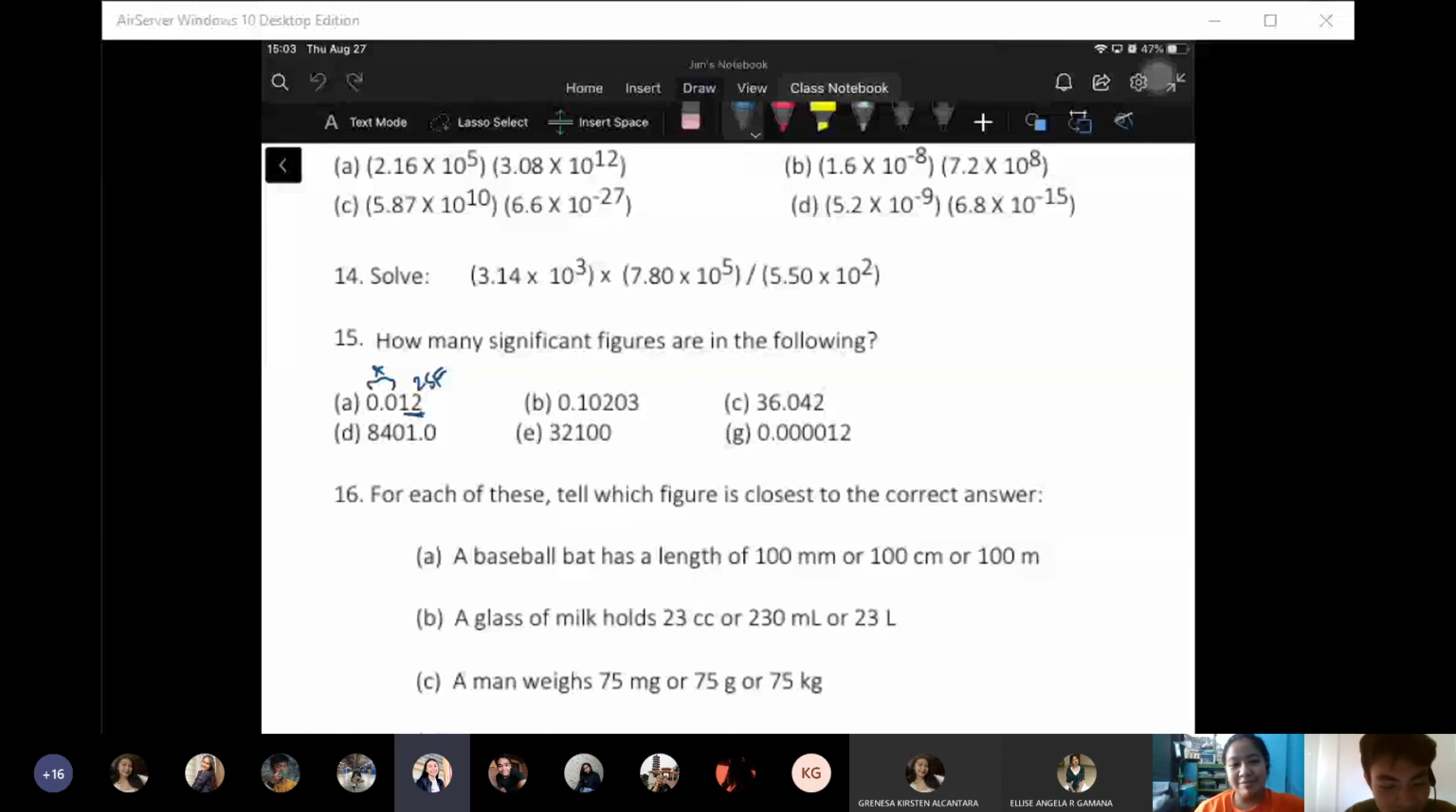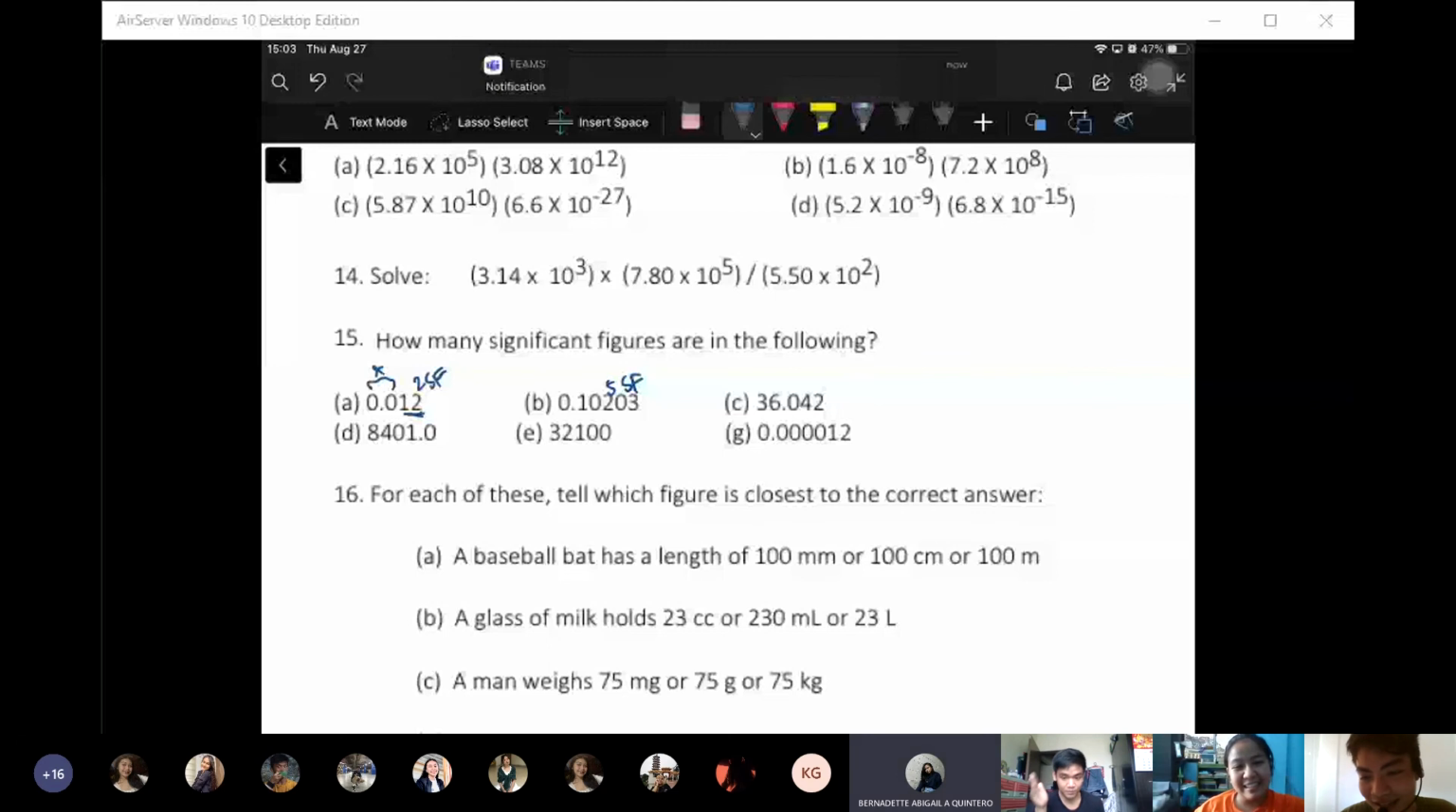5 po. 5 lang. So, sa letter B din, yung leading zero, it doesn't matter, no?